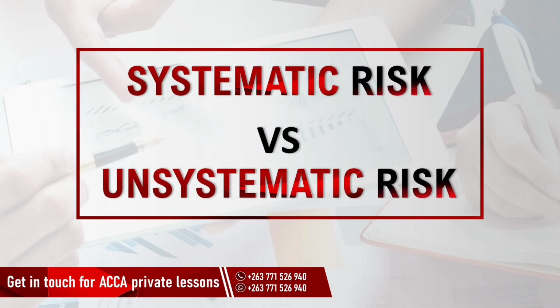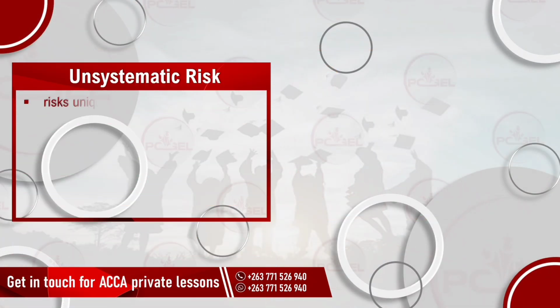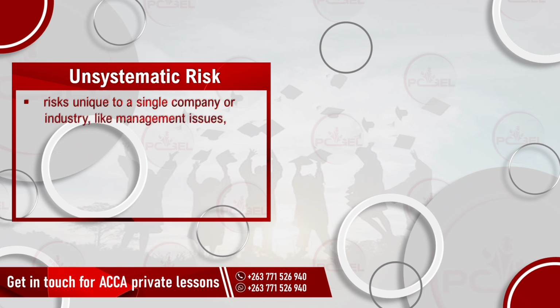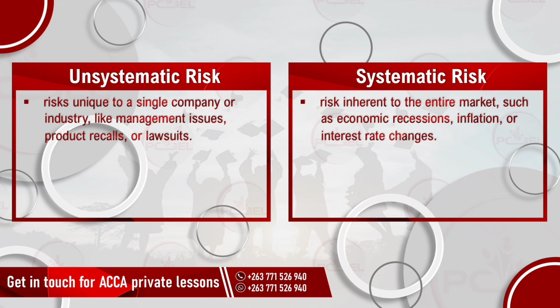Let us look at the difference between systematic risk and unsystematic risk. The unsystematic risk is the risk unique to a single company or industry. For example, management issues, returns of goods, etc. Whereas systematic risk includes the risk that is inherent to the entire market, such as economic recessions, inflation or interest rate changes, and political issues.